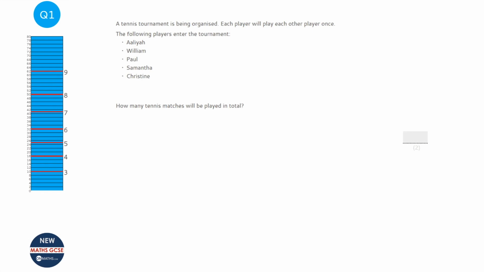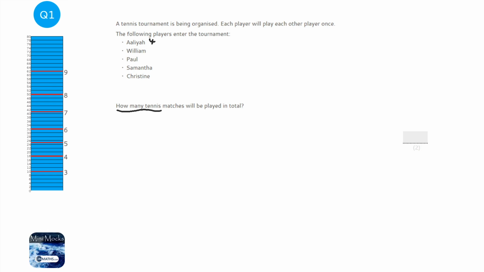So this question says there's a tennis tournament being played where each player plays each other once. And there's multiple ways of doing this. One of the ways is listing out all the different combinations. But this question only asks for how many tennis matches are being played. So you don't need to list them out, and sometimes you will need to list them out. This one you don't. So let's start off with Aliyah. Aliyah has 4 people that they're going to play against: William, Paul, Samantha and Christine.